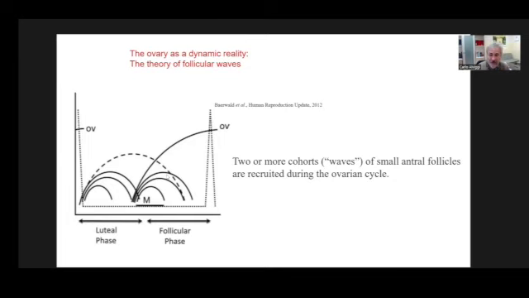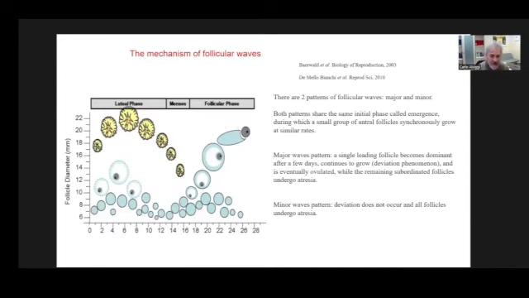And it has been proven that even more than two waves of antral follicles can be detected during a single menstrual cycle. But there is something that we have to keep in mind: if we consider two or three patterns of follicular waves during the menstrual cycle, we can say that some of these waves are major and some other ones can be considered minor. What is the difference?